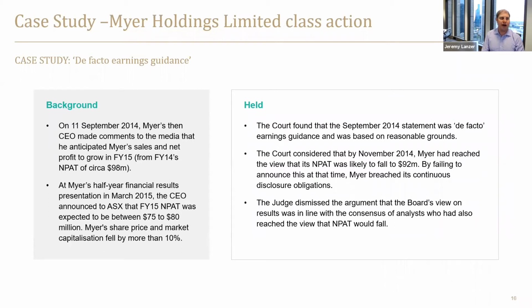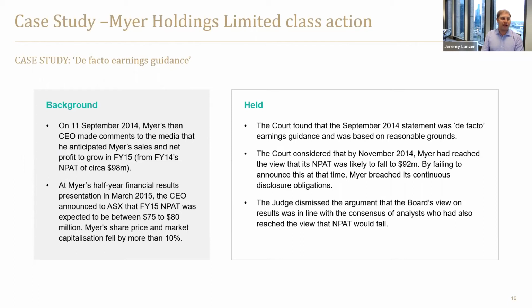So in the Myer circumstances, what happened was the CEO made some comments to the media around anticipated sales and anticipated net profit, and essentially said that he expected it would grow from the prior corresponding period. So it was found that the market therefore expected that NPAT would need to be above 98 million, because that's what they'd achieved in the prior corresponding period.